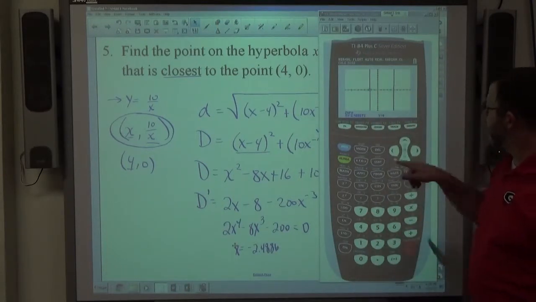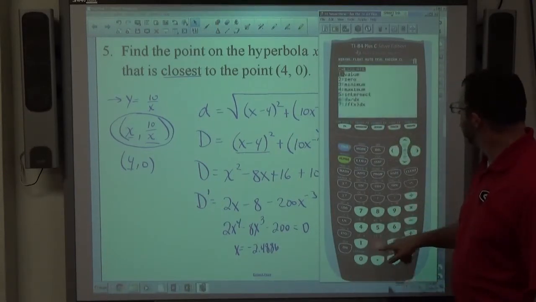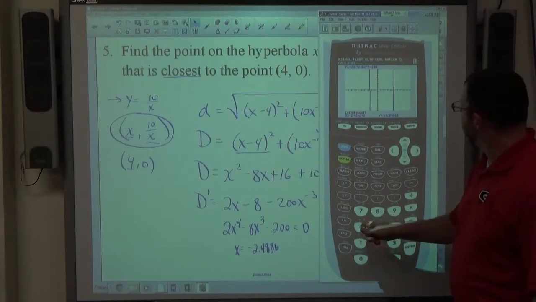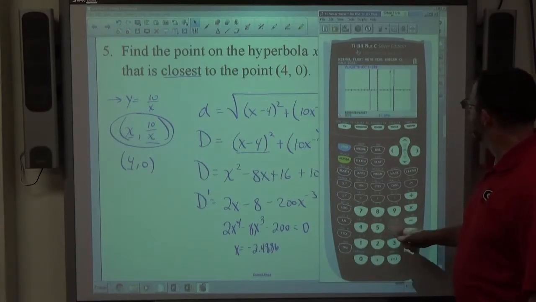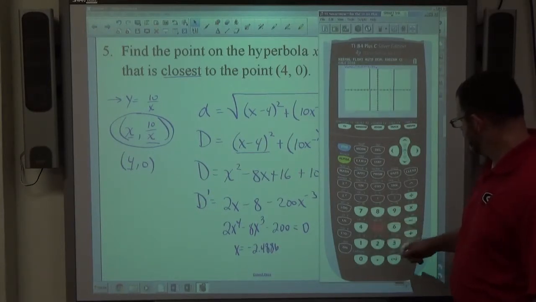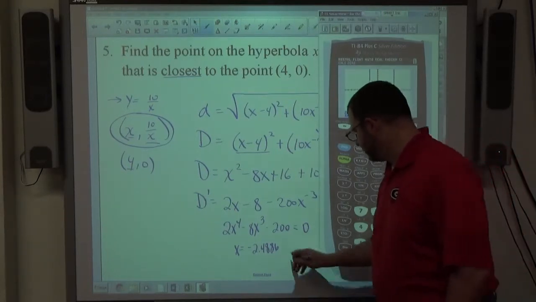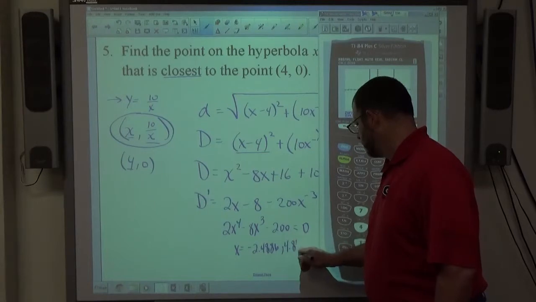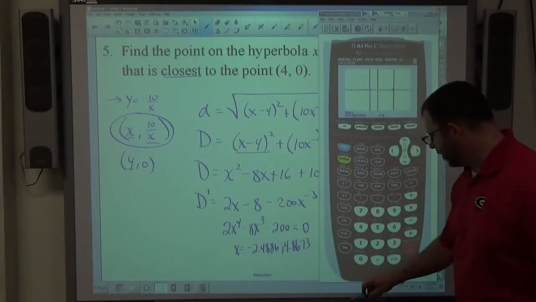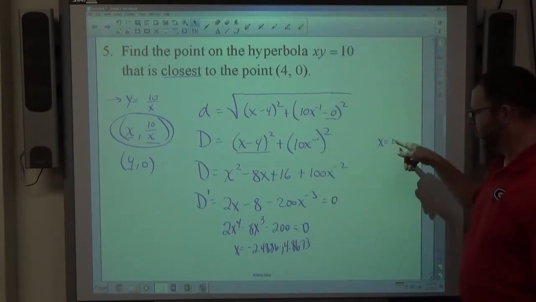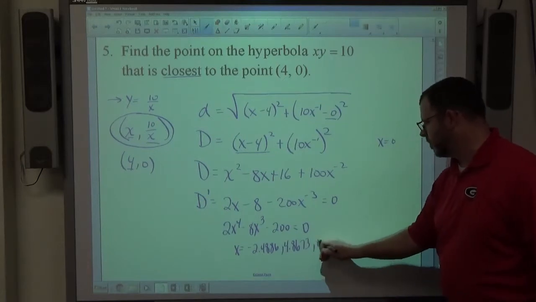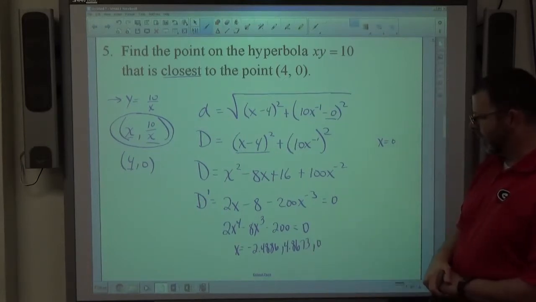Okay, if I test out this other one, calc zero, I'm going to do left bound 4, right bound maybe 6, and guessing 5. Looks like it's at 4.8673. So we get several critical numbers out of this. So again, 0 is a critical number, and negative 2.4886 is, and positive 4.8673 is.